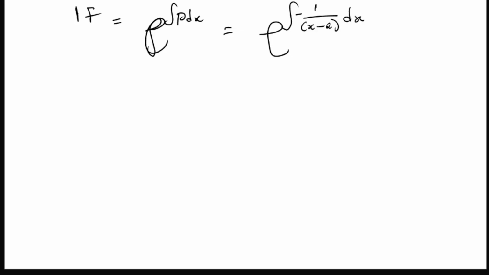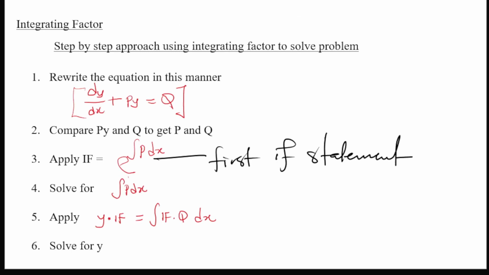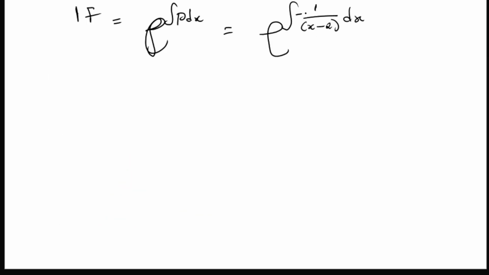Are we together? Now what's the next step? The next step is actually, after getting your if statement to be exponential of the integral of minus 1 over x minus 2 dx, the next thing is to solve for the power of your exponential here. And what's the power of our exponential in our question? The power is the integral of minus 1 over x minus 2. So basically we are to solve for the integral of minus 1 divided by x minus 2 dx.